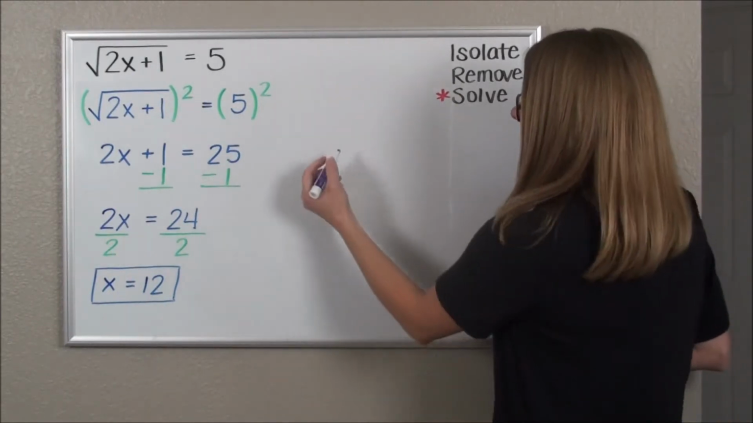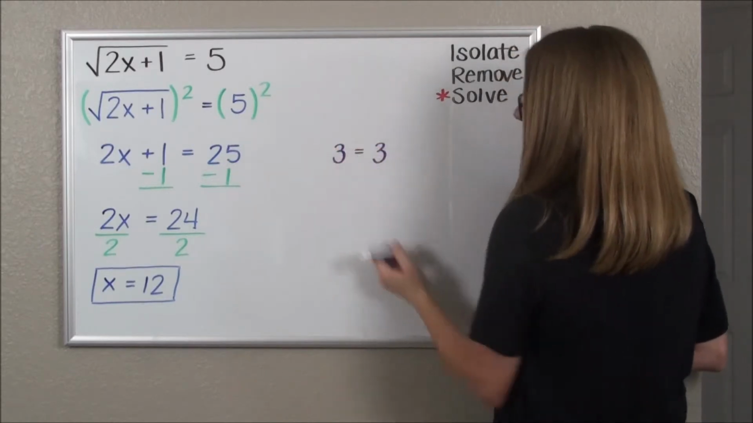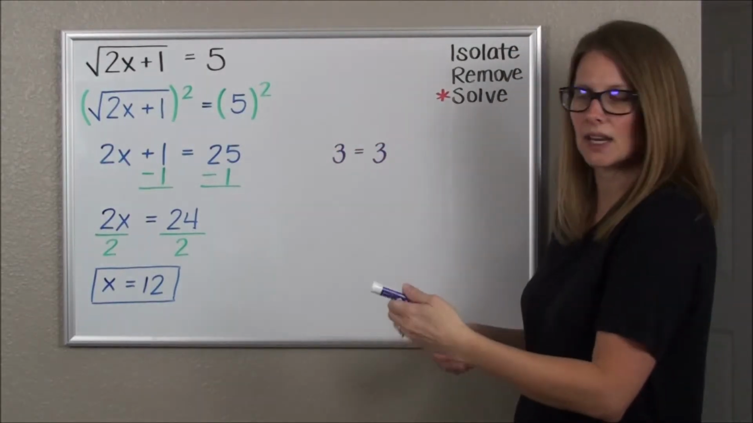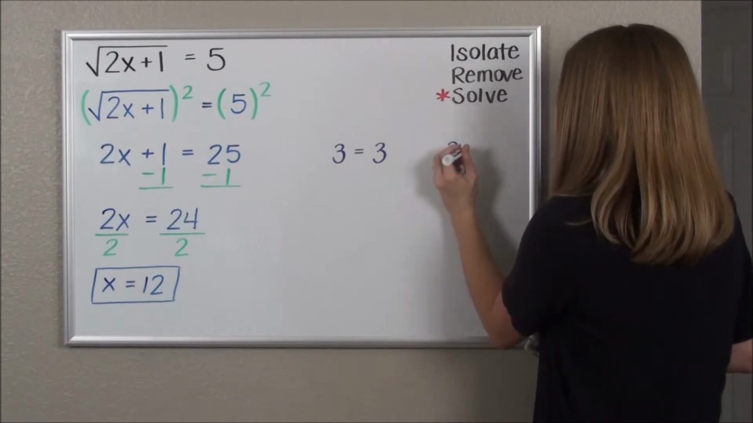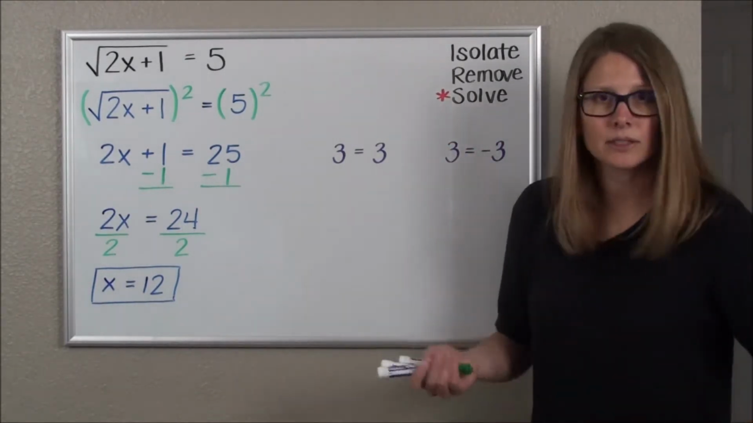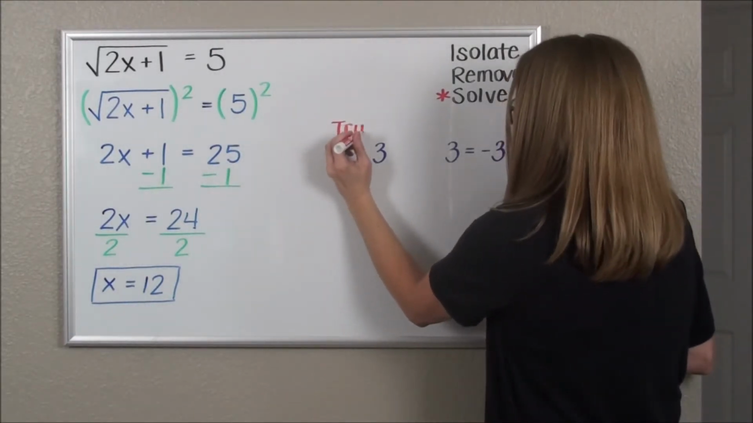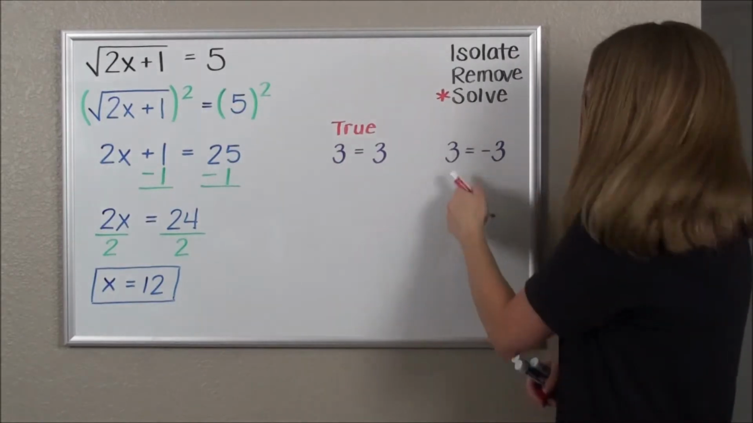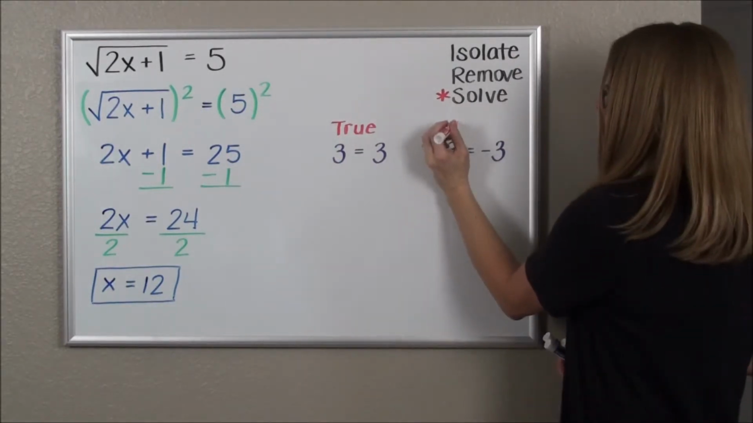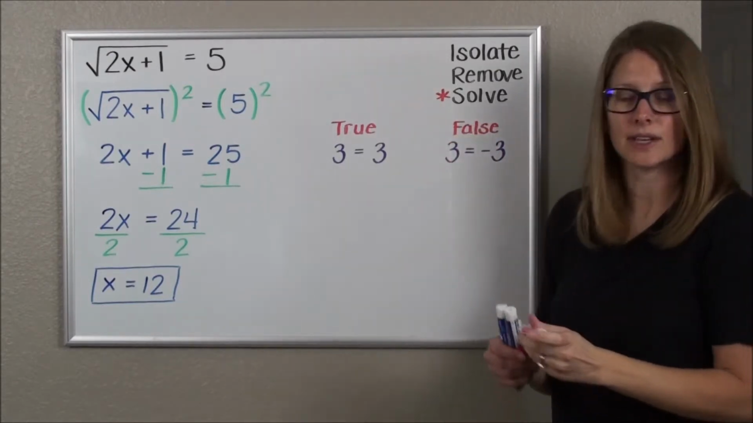Let me go off to the side here. And I'm going to give you a couple of statements. I'm going to say 3 is the same as 3. I'm also going to make a statement that says 3 is the same as negative 3. Now when you look at those statements, you can say, okay, well 3, yes, that is the same as 3, so that's a true statement. And I'm sure you can agree that 3 is not the same thing as negative 3. That would be a false statement.